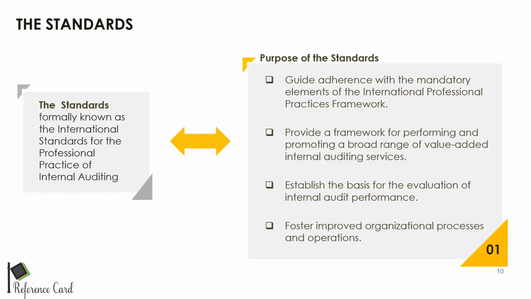The final and fourth element of mandatory guidance is the standards, formerly known as the International Standards for the Professional Practice of Internal Auditing. Following are the four purposes described by the IIA. Guide adherence with the mandatory elements of the International Professional Practices Framework. Provide a framework for performing and promoting a broad range of value-added internal auditing services. Establish the basis for the evaluation of internal audit performance. Finally, encourage improved organizational processes and operations. The standards are essential to the practice of internal auditing, but CIA candidates need not memorize them. However, the principles they establish should be thoroughly understood and appropriately applied.